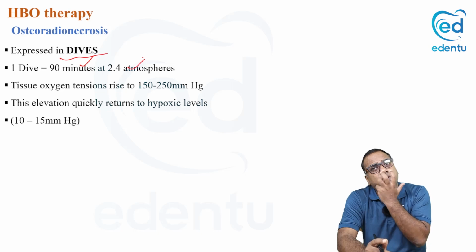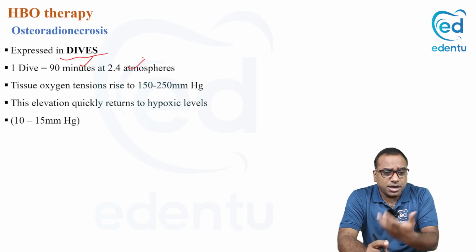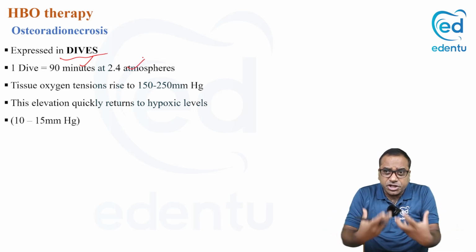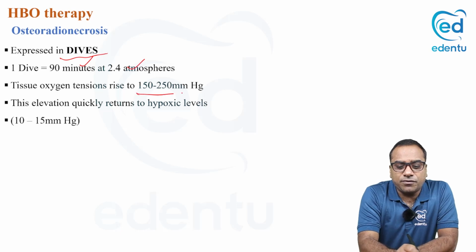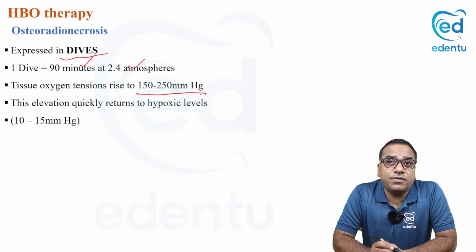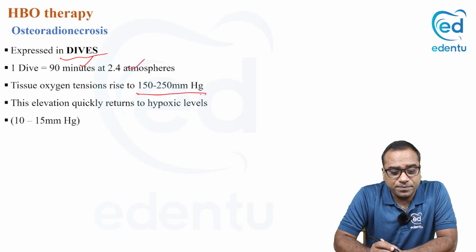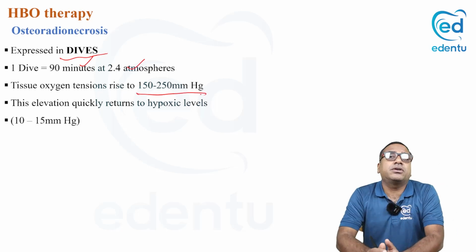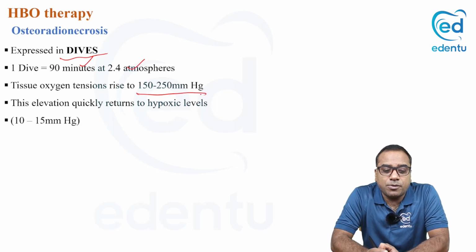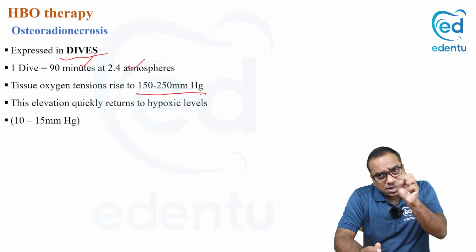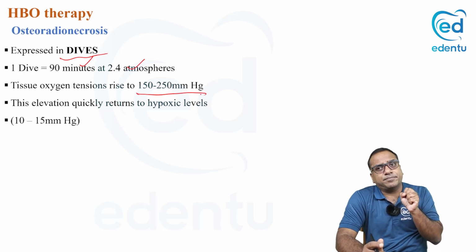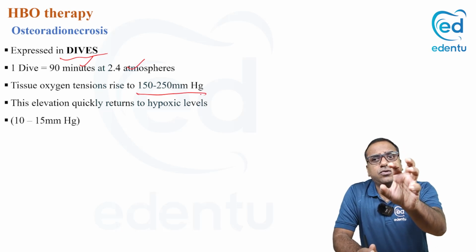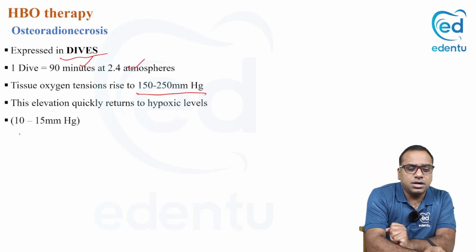When you are giving an oxygen concentration of 100%, the tissue oxygen tension will rise to 150 to 250 mm of Hg, which is extremely high. Then this elevation will quickly result in a hypoxic level. It is given and suddenly it will be taken back. So it will rise up to 150 to 250 and then it will come back to 10 to 15.